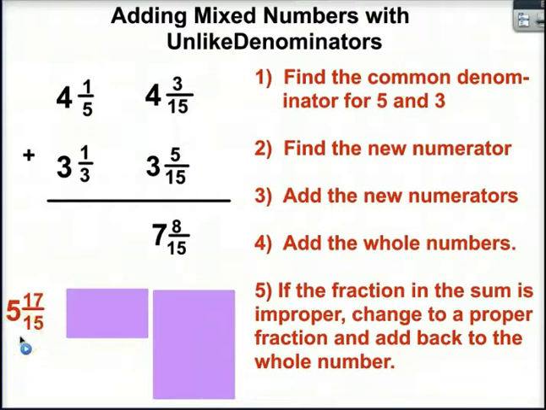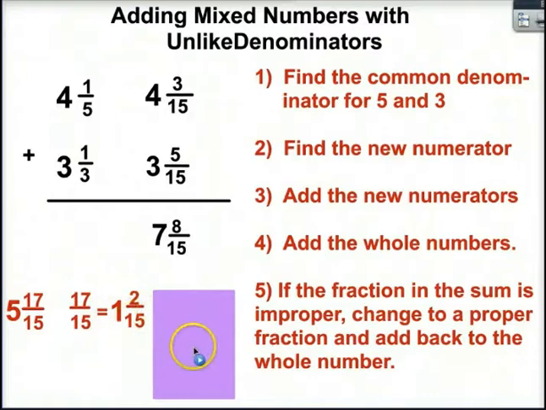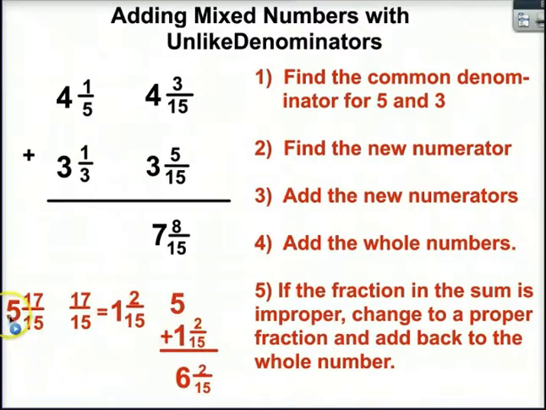Let's say your sum, when you added two fractions together, was 5 and 17/15. Well, 17/15 is an improper fraction. When you change 17/15 back to a mixed number, it can also be written as 1 and 2/15. This now is a proper fraction, but you have a whole number. You're going to add that 1 back into the 5 that you had in your original sum. And 5 and 17/15 can also be written as 6 and 2/15. So there are going to be times when you have to change that improper fraction back to a mixed number and then add that back into your whole number sum.